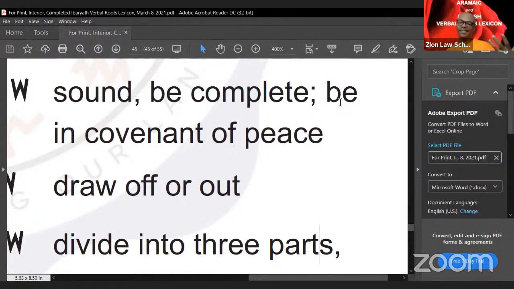What does it mean to be complete? To be complete is to be made whole. The assumption is that something has been taken away from you. That's why, if you're complete, you have everything, right? Sound, be complete, be in a covenant of peace. What does this remind us of? Okay, in modern Hebrew, they say what? They say shalom, they say peace, right?